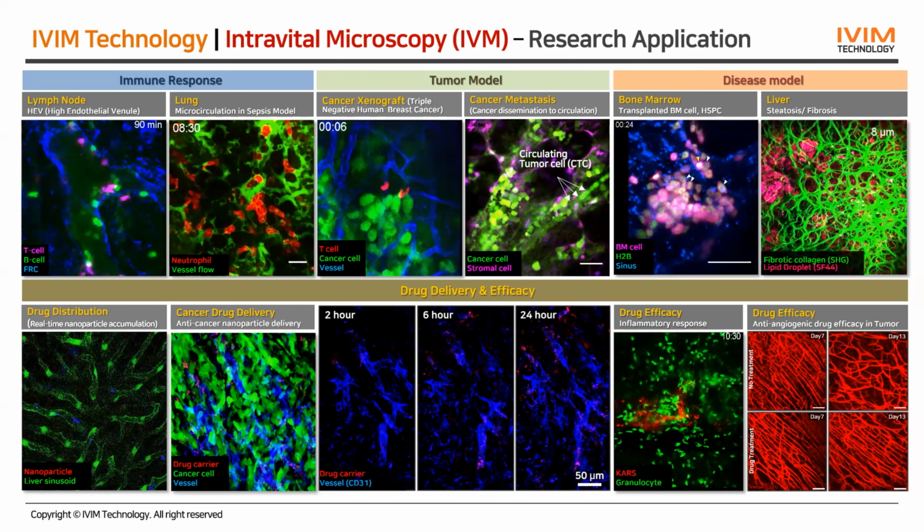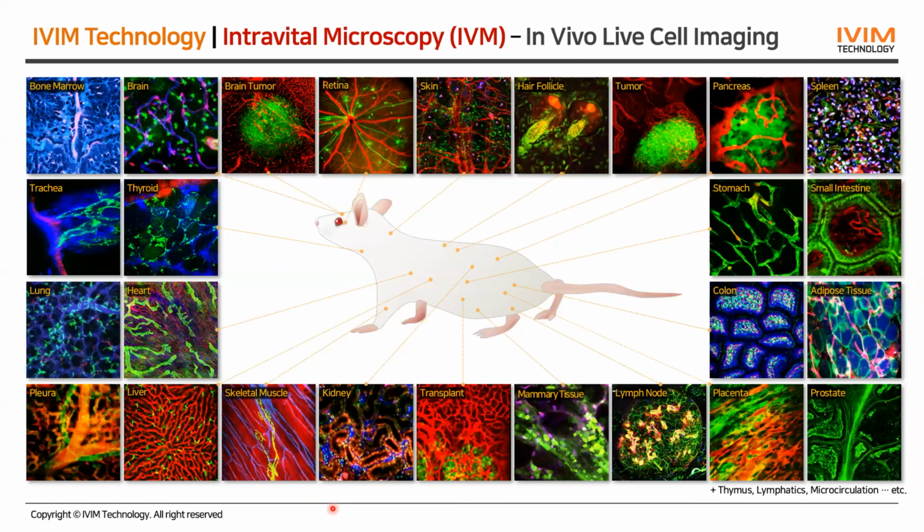Finally, IVIM's intravital microscopy has succeeded in high-quality live cell imaging in almost all internal organs in a live animal model. So it includes brain tumor, skin, lung, pancreas, spleen, GI tract, prostate, lymph node, mammary tissue, and muscle, and even heart and retina in vivo.